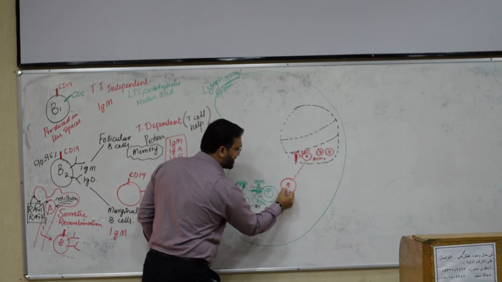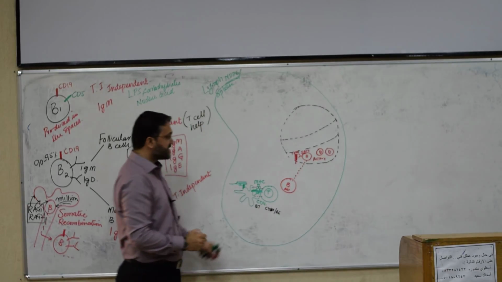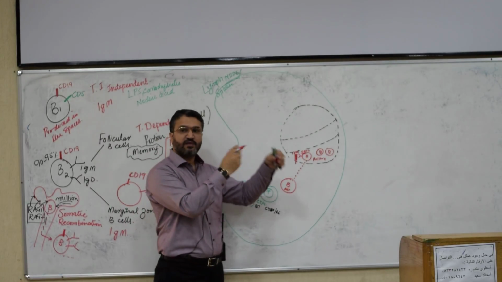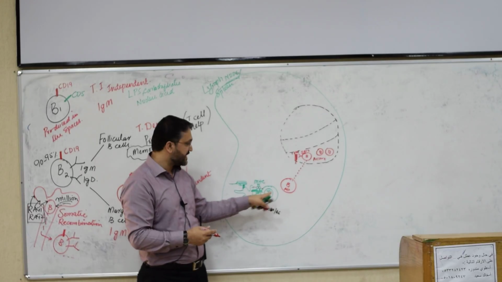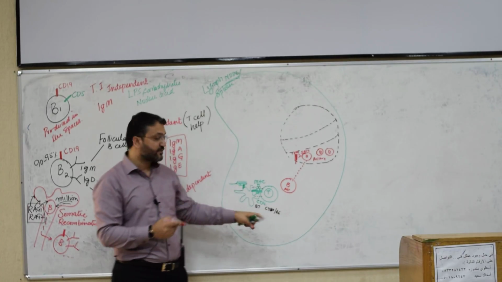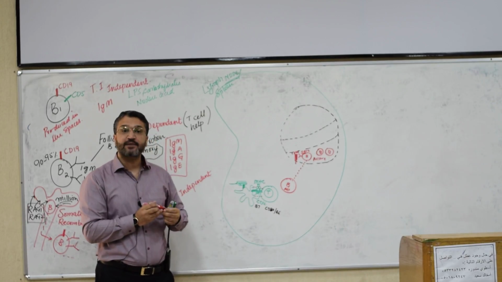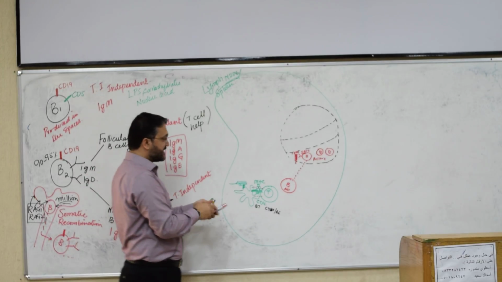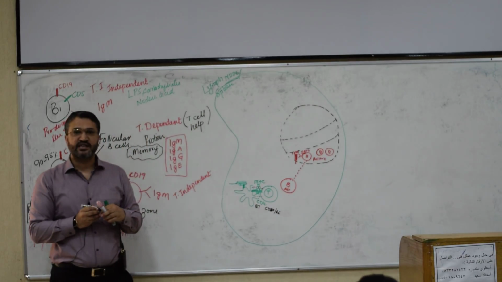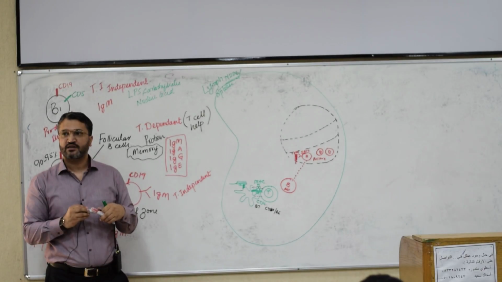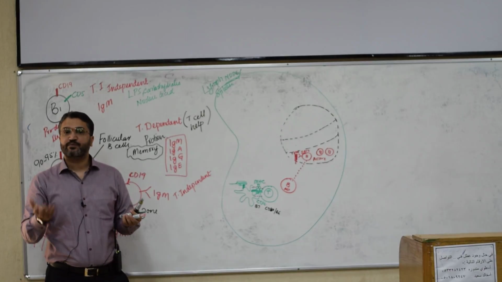Now I will write here: activated. So this activated B cell, which has been multiplied against this bacteria, has now come out of the germinal center, and now it will interact with the activated or primed T cell. At this stage, do these activated B cells have MHC class 2 expression or not? Yes, because it's an antigen presenting cell.